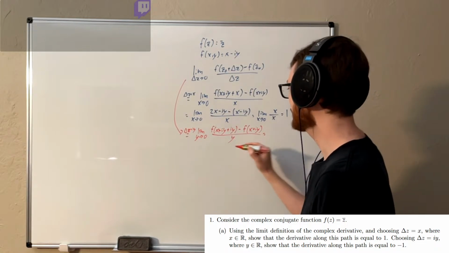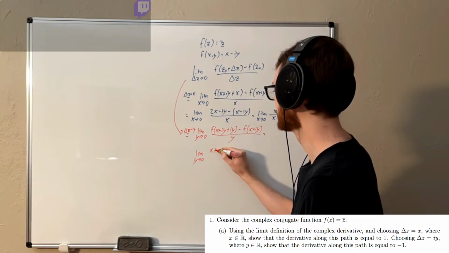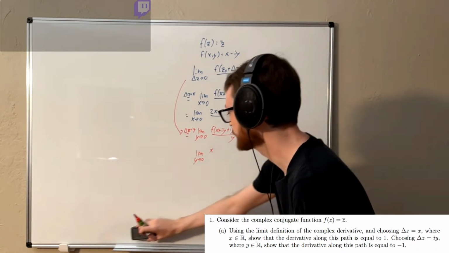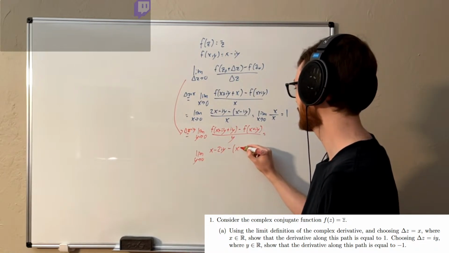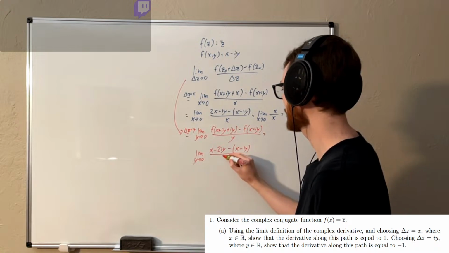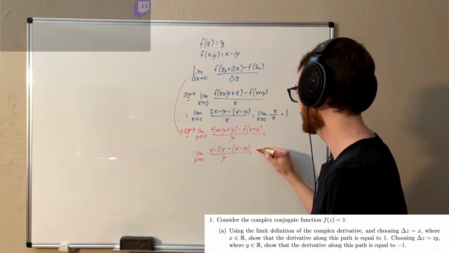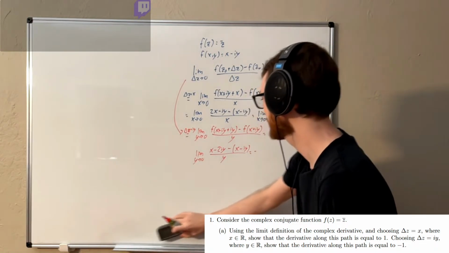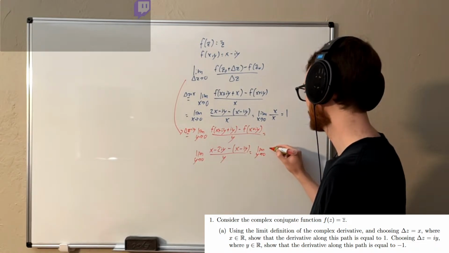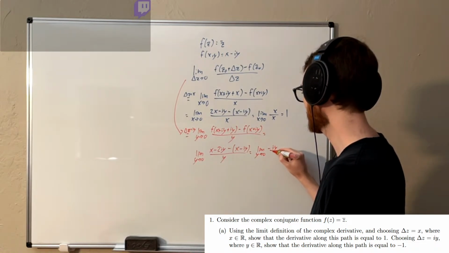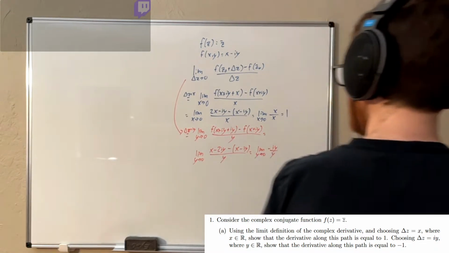Okay, so what's happening here? x minus 2iy after we conjugate, minus x minus iy over y. The x's cancel. We have minus 2y plus iy to get minus iy over y. That's not good. Or just get -1.